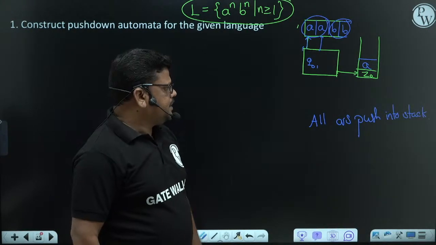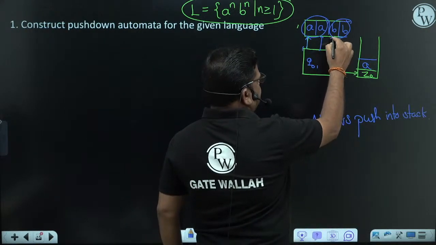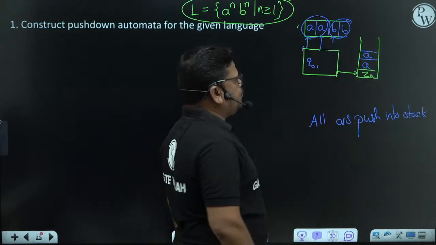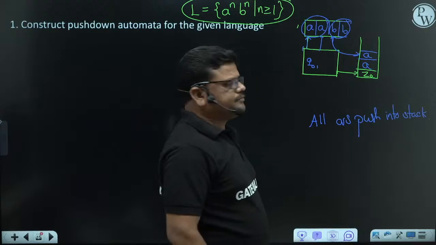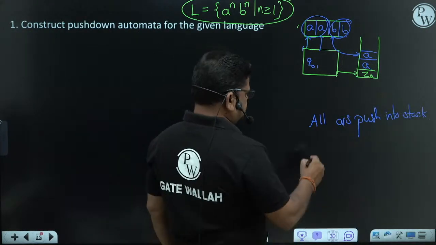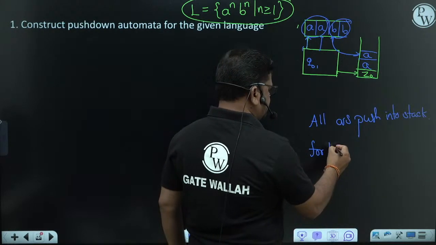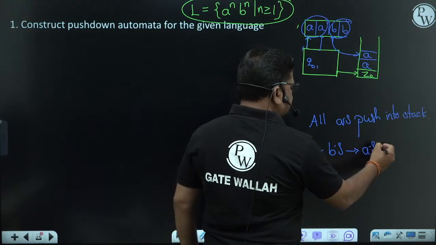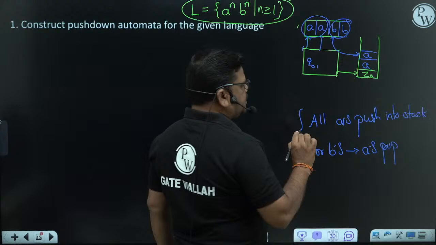Then if B comes, for 1B, 1A is popped from the stack. For B's, A's pop from the stack. So this is our final logic.